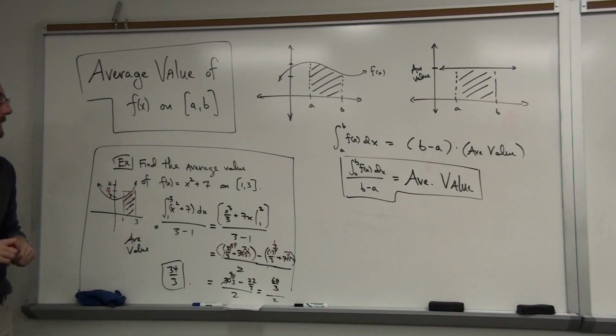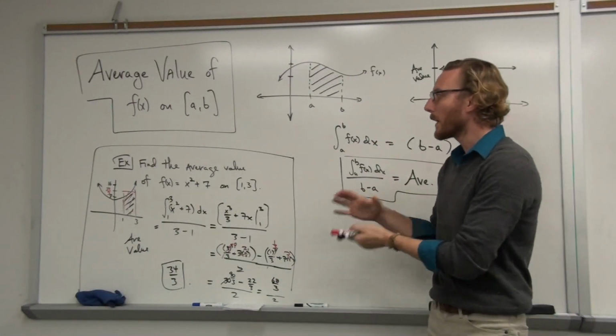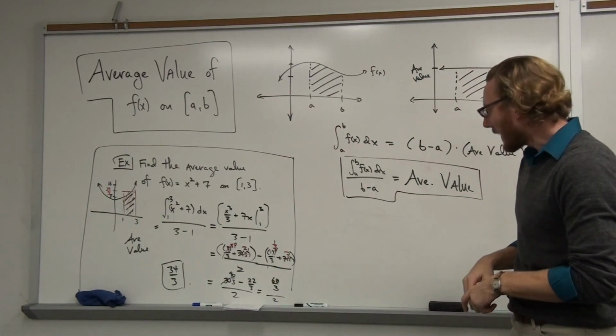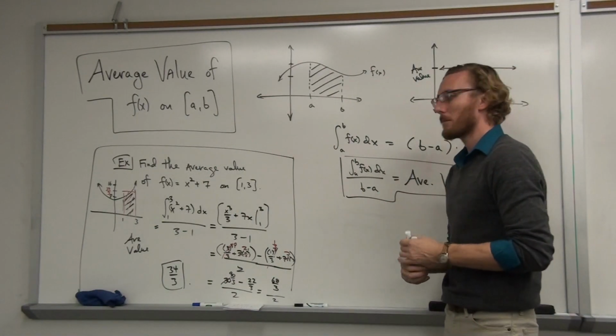But the long story short, when you calculate an average value, you're getting the height of a rectangle whose area under it would equal the area under the function, and you can always find the average value by first computing the area under the function and then dividing by the width of the interval.